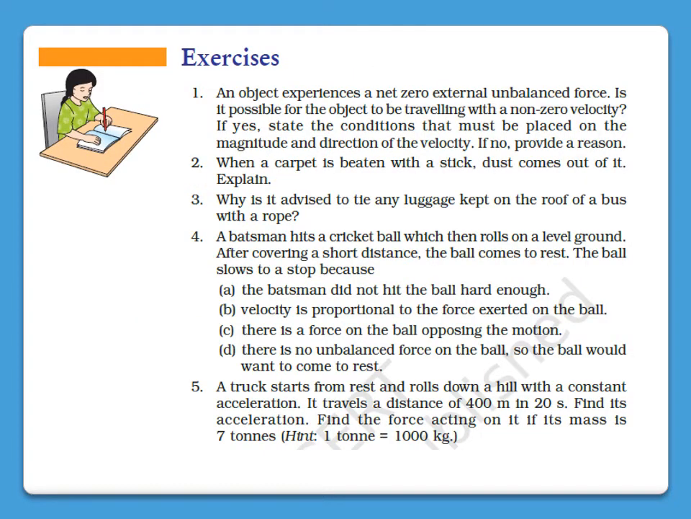This is the exercise of your chapter. I will discuss the questions and answers with you, and you do one thing: you write down the question and answer in your textbook. So let me read the first question for you. What is the first question? The first question is, an object experiences a net zero external unbalanced force. Is it possible for the object to be traveling with a non-zero velocity?